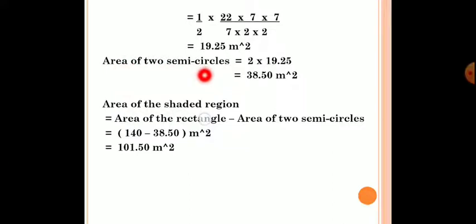So the area of the two semicircles, as we can see that there were two semicircles, is 2 into 19.25, that is 38.50 meters square. So the area of the shaded region is equal to the area of the rectangle minus the area of two semicircles, that is 140 minus 38.50, which is 101.50 meters square.